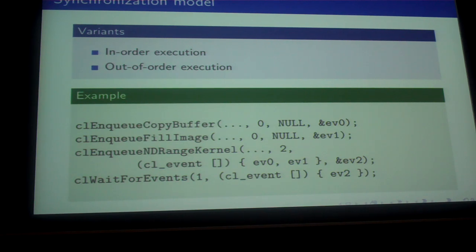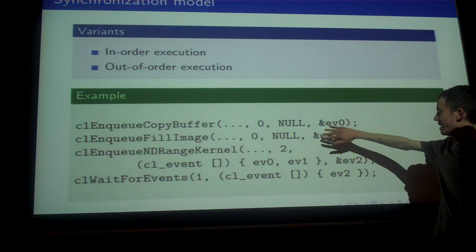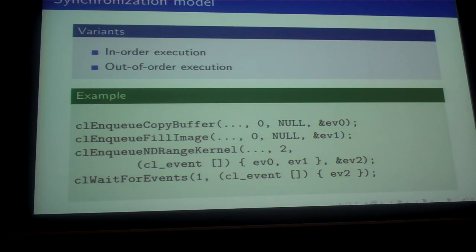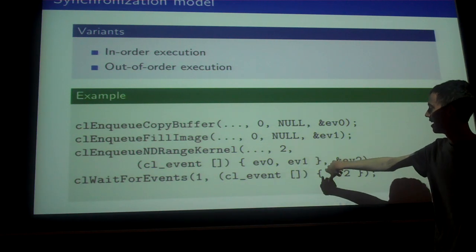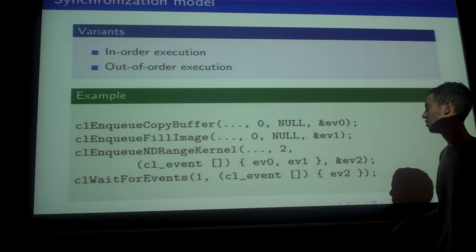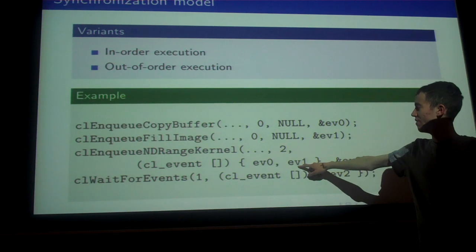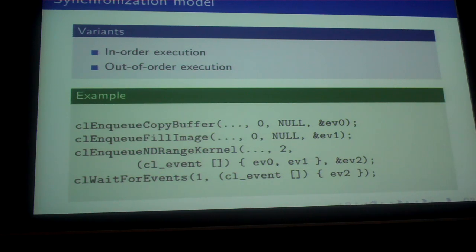OpenCL supports two different execution modes. In-order execution is the normal execution mode, what one would expect: when you call several commands in sequence, they get executed in the same order that they were called. So none of this will be necessary if you use that execution mode. But it also supports a more general mode that is called out-of-order execution. In that mode, there are no implicit ordering guarantees, so you have to specify the dependencies between all the commands by hand. In this example, this will run a kernel in the compute device. The second to last argument is just a list with the event objects this command depends on. So this specific command will wait until both these events are signaled. It will not run before.